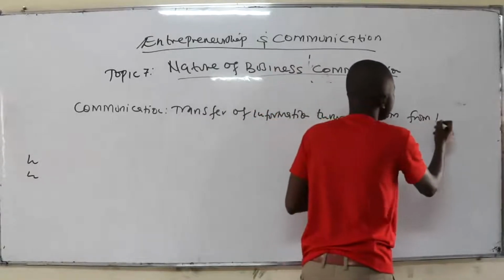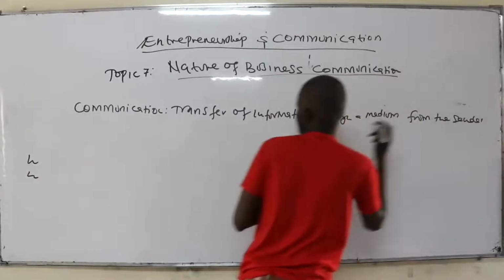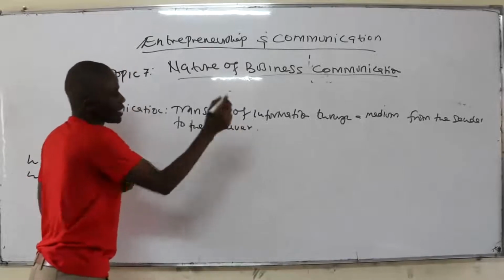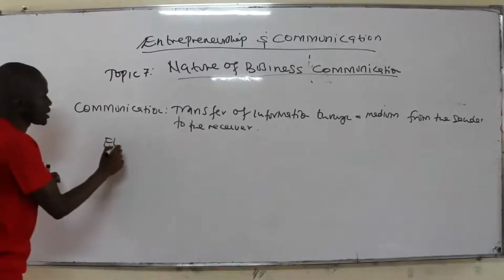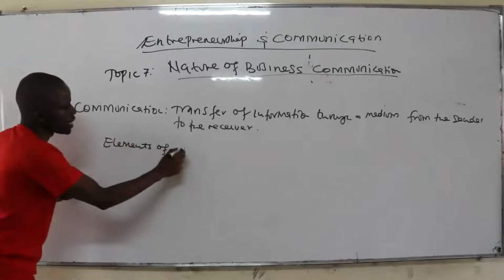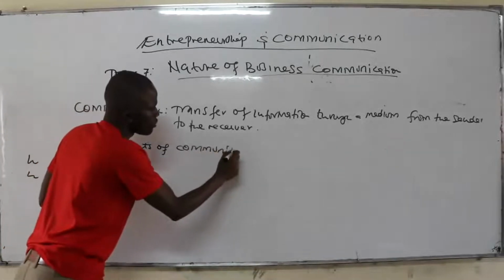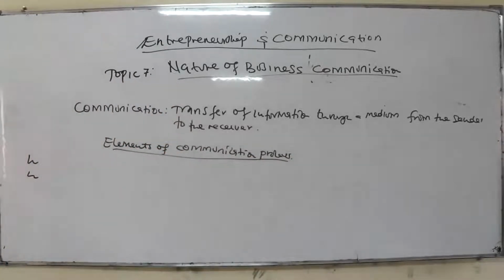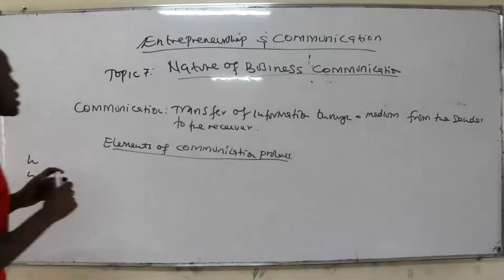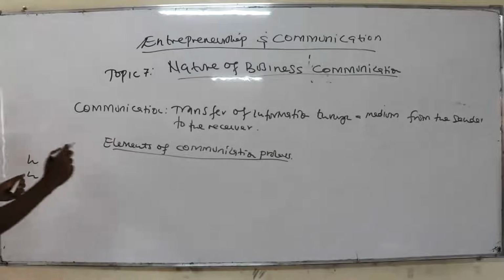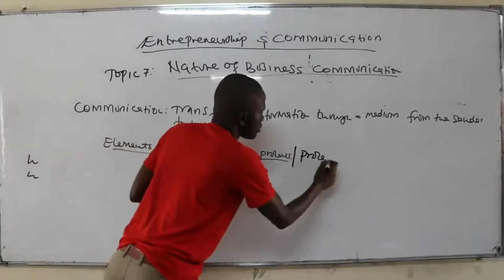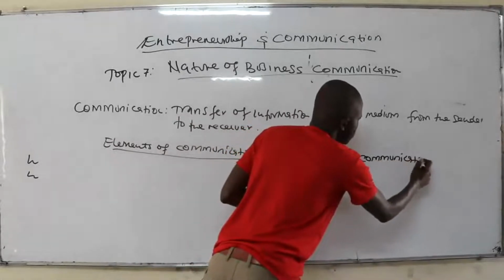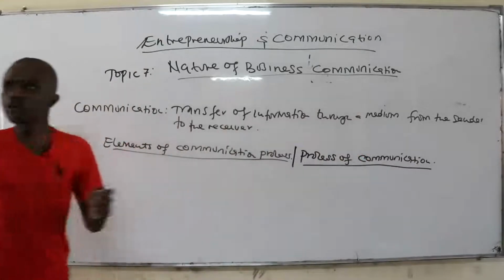from the sender to the receiver. Then we also need to understand the elements of the communication process. What is involved in the entire process of communication, which is the same as we look at the elements, we also need to understand the process of communication. And which is the process of communication?